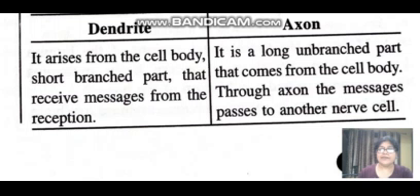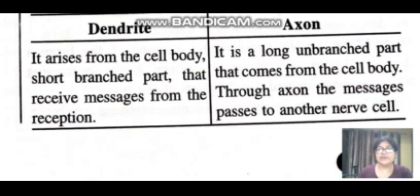Similarly, the axon also comes from the cell body, but it is a long unbranched part. This is the short branched part, but this is the long unbranched part. There is no branching in the axon. Now dendrites receive messages from the receptors, that means from the different receptors. Through the axon, the messages are passed to another nerve cell. That means the axon passes the messages to other nerve cells, but dendrites receive messages from the receptors. So this is the main difference.